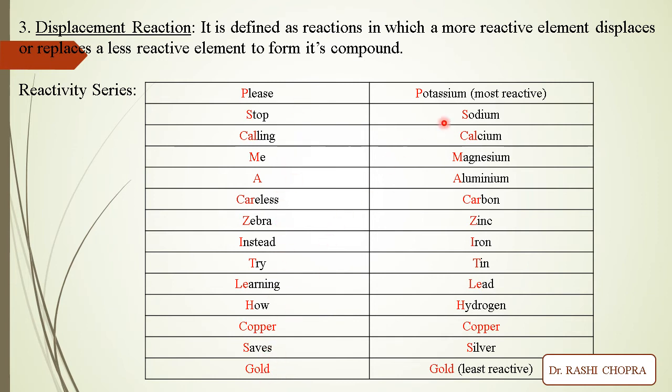Let's say there is a compound of copper, copper sulfate, and I have zinc. So zinc plus copper sulfate. Can we say whether a displacement reaction will take place or not? It will depend upon the reactivity of zinc and the reactivity of copper. From the reactivity series, you can see zinc is more reactive than copper.